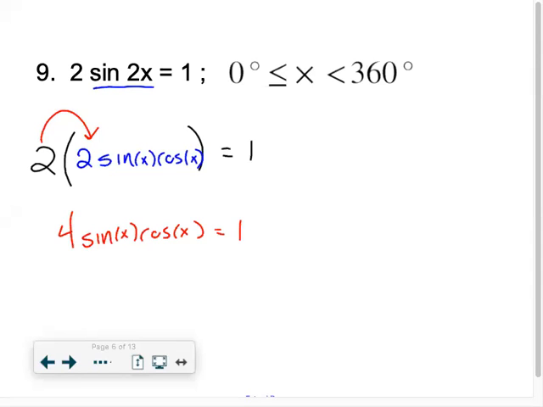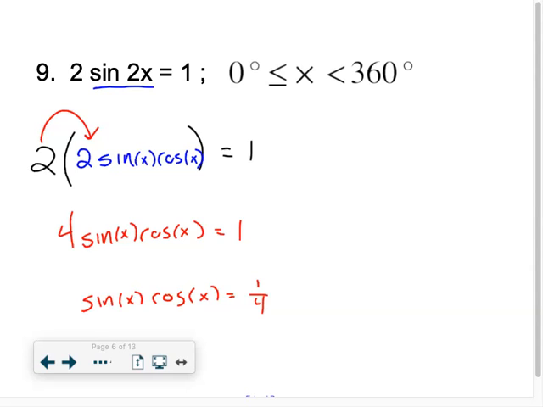So at this point, I want to isolate my function. I'm going to divide both sides by 4. That'll leave me with sine x cosine x equals a fourth, which is positive. And at this point, what do we do? We have a sine x and a cosine x. How do we isolate this and factor?